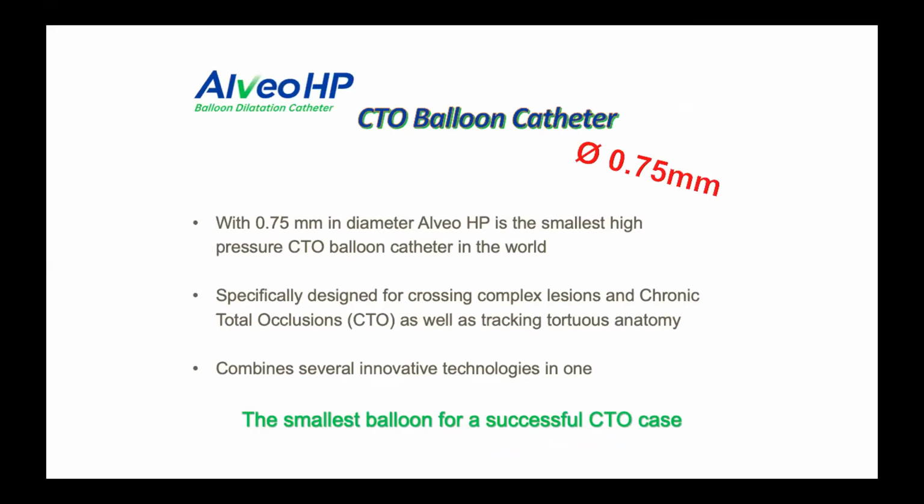It has the smallest high-pressure CTO balloon catheter in the world. It's specifically designed for crossing complex lesions and chronic CTO, as well as tracking tortuous anatomy. It combines several innovative technologies in one.